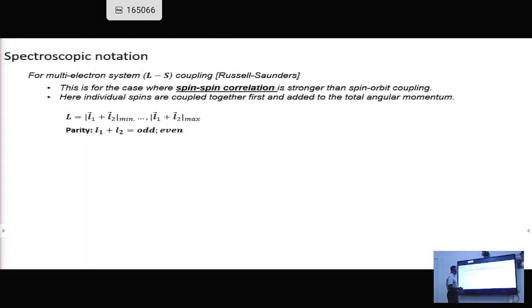Okay. Now, we take the orbital angular momentum. Then we need to add all the orbital angular momenta, in the same way: L1 plus L2, L1 plus L2 minus 1, and so on, up to L1 plus L2 maximum. Well, now there is one more thing you should learn: parity. Parity means if L1 plus L2 is odd, it is odd parity. If L1 plus L2 is even, it is even parity. And this will also come into the spectroscopic notation.